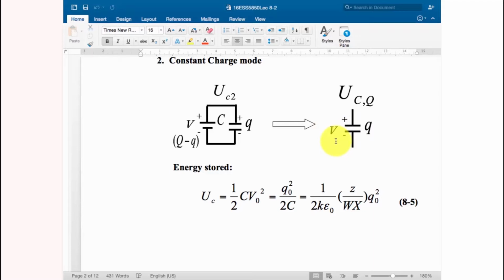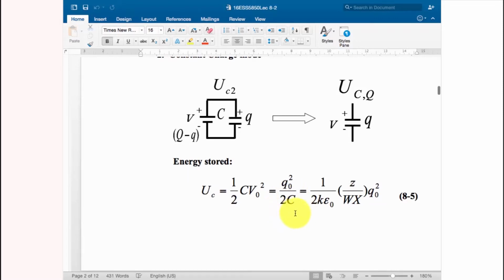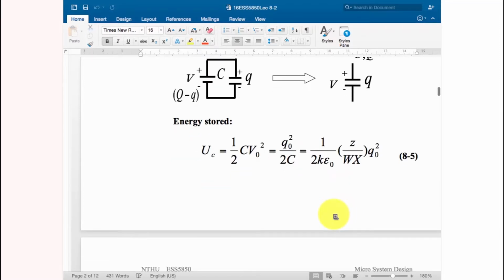Okay? So now we put the original voltage here, and then transfer into the original charge, because the charge will not be changed, but the voltage will change. So we're using the charge as a parameter here to see the total energy. The total energy will be Q0 squared over 2C. And you plug in C here, you get a final result here. Now you can see the surface area of the capacitor is on the bottom, and the gap is on the top.